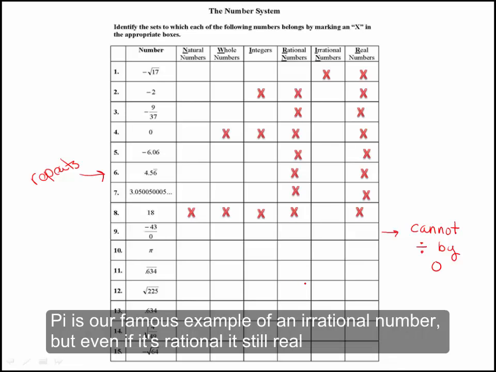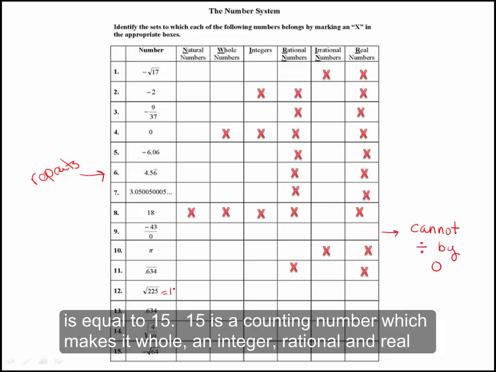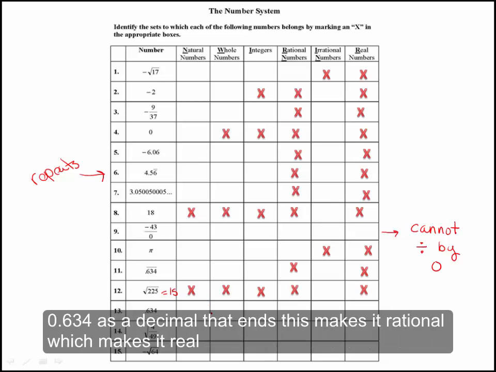Pi is our famous example of an irrational number, but even if it's irrational, it's still real. 0.634 repeats. That makes it rational and real. The square root of 225 is equal to 15. 15 is a counting number, which makes it whole, an integer, rational, and real. 0.634 is a decimal that ends. This makes it rational, which makes it real.